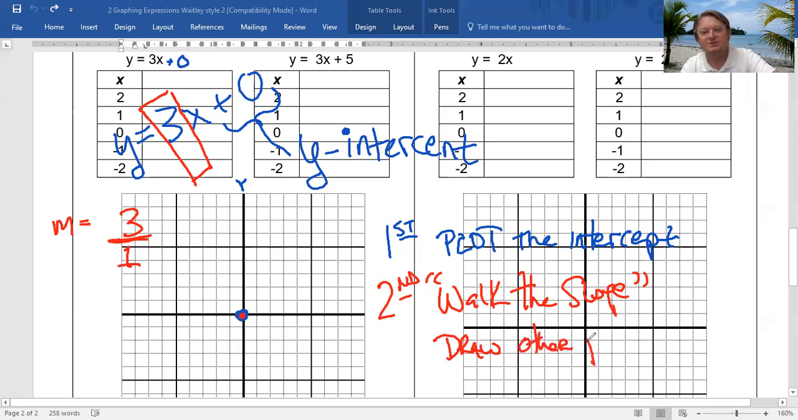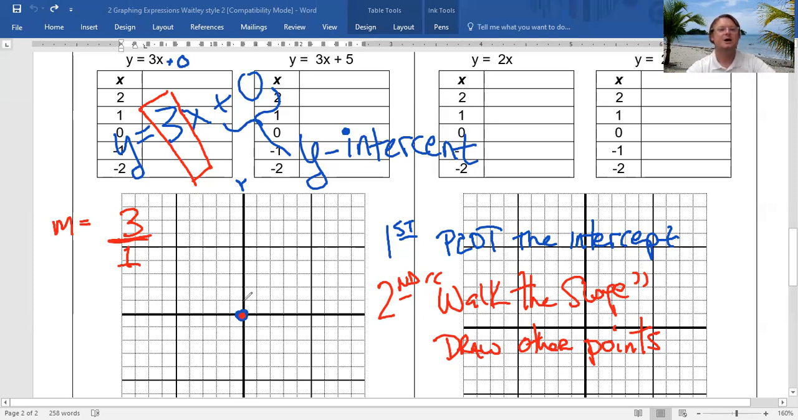Then that will give us the 2 points we need to make a line. So watch. Okay. Oh, okay. It's at 0. Great. Now the slope is 3 over 1. So I'm going to, and it's positive, and that's a big deal. It's positive. That means we're going to go up 3 because that's a positive direction. And then we're going to head to the right, which is a positive direction.